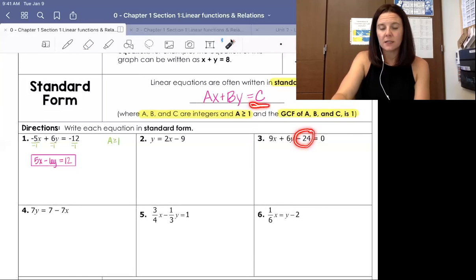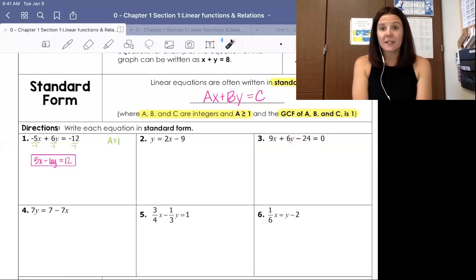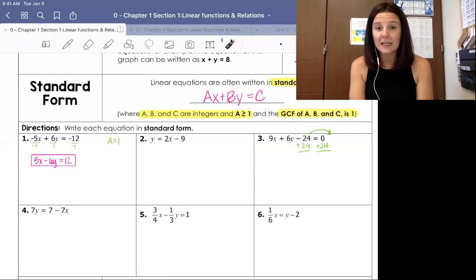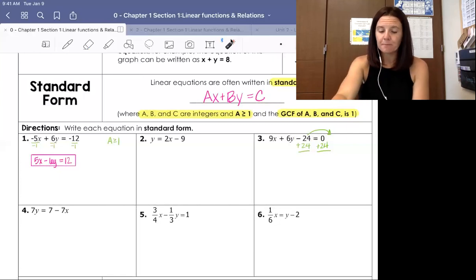We want our constant on the other side of the equation. So we want to take that 24 and move it to the other side. And I always say, if you change which side a term is on in the equation, it changes its sign. So you'll hear me say that a lot. Change sides, change signs. So we're going to move our 24 to the other side of the equation, and we do that by adding it to both sides, which makes it positive when we move it to the other side. So that gives us 9x plus 6y equals 24.